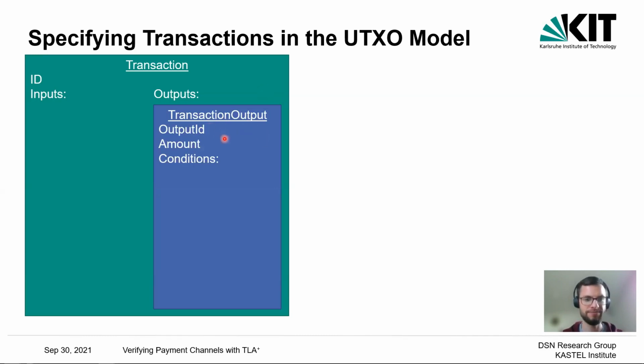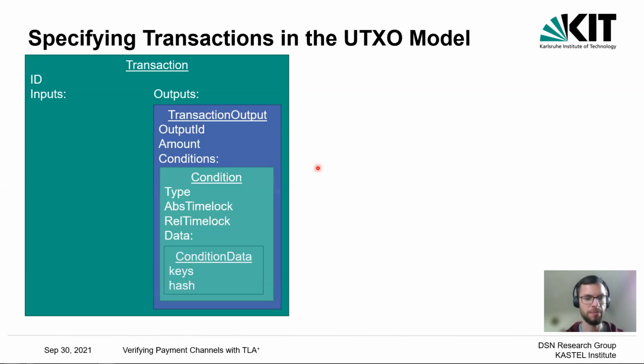Transaction has an output ID and an amount, which is the value of the coin that is represented by this output. And it has certain conditions. And to spend an output, to spend such a coin, you need to fulfill one of these conditions. Such a condition has a type. It can have a time lock, which means that the coin can be spent only from a certain time on. And it has certain data, like keys and hashes, that might be required by this condition.